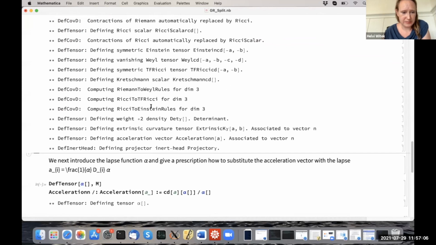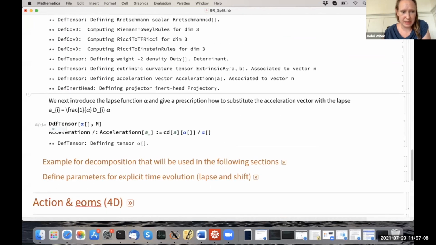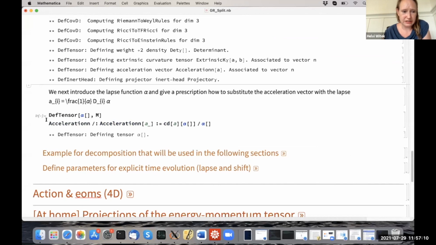And then the last bit, I'm defining the lapse function and introduce a rule where I replace the acceleration with respect to the normal vector with this particular combination that you can show just in a few lines on pen and paper, and that I usually find quite useful. Okay, good.